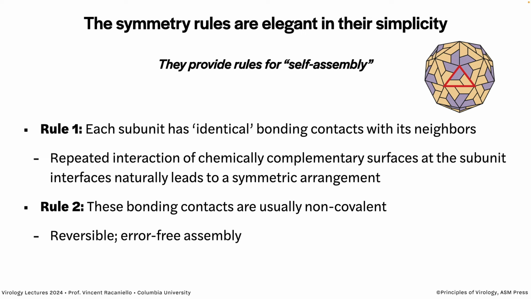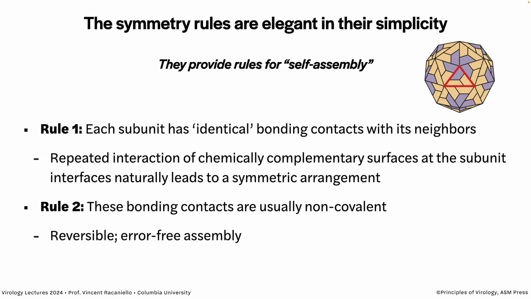So we're going to use the rules of symmetry to explain icosahedral and helical symmetry. And these rules explain why virus particles will self-assemble. You can make proteins and they will assemble into a virus particle. So first rule is that every subunit, remember, subunit is a protein, a single polypeptide chain, has identical bonding contacts with its neighbors.